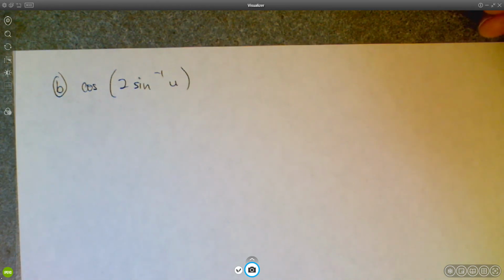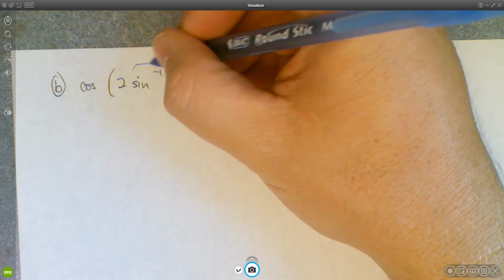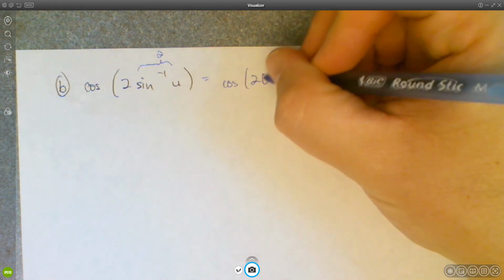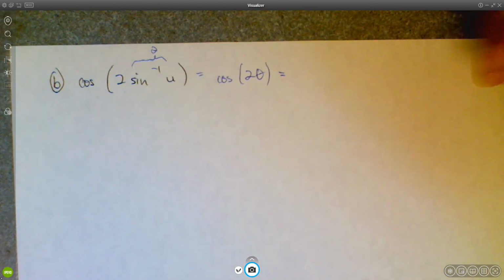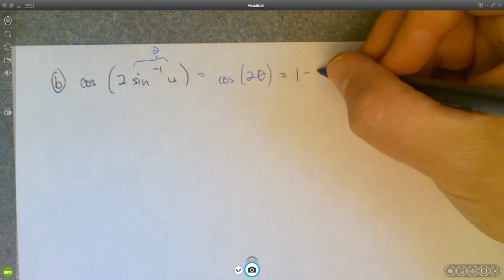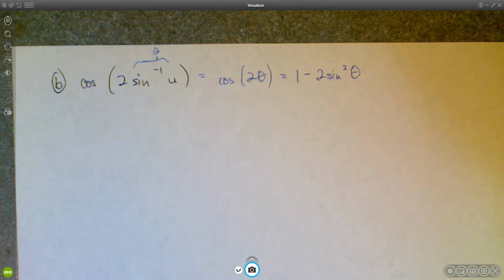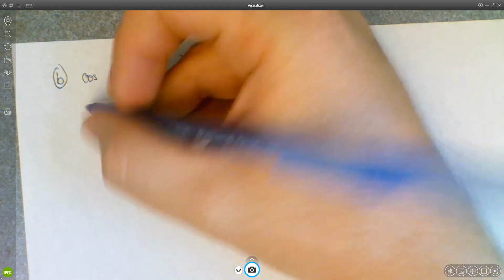So here's my suggestion. I would say call sine inverse of u theta. Right, so call this thing theta. So then what you're really looking for is cosine of 2 theta. Because cosine of 2 theta, you can use a trig identity and rewrite this as something like 1 minus 2 sine squared theta, right? That was one of the trig identities.